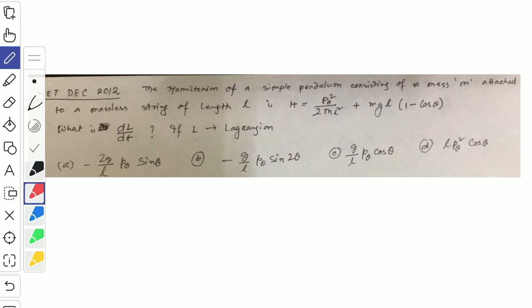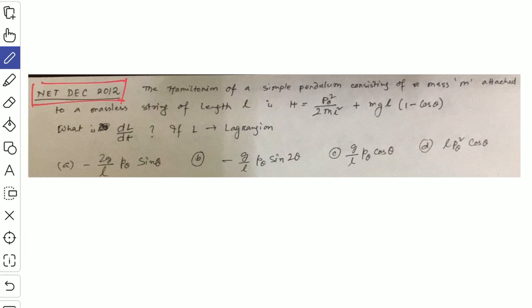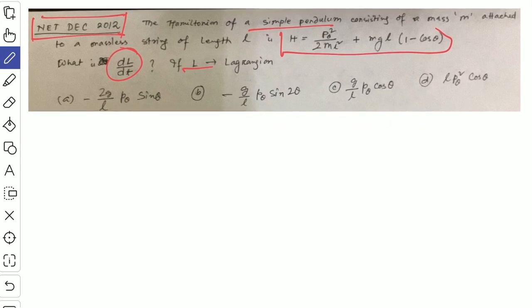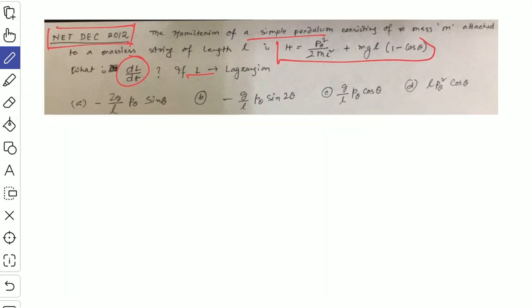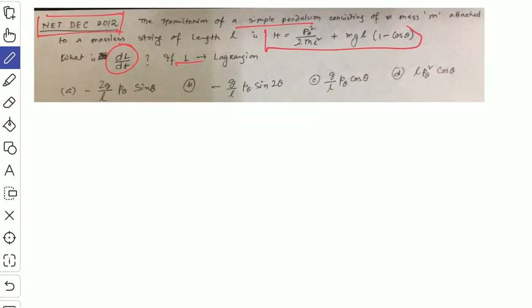So here is our next question. This was asked in December 2012 in CSIR NET. The Hamiltonian of a simple pendulum is given. We need to find dL by dt, the total time derivative of the Lagrangian, where L is the Lagrangian. So let me show you. It's very simple, not so hard. So here you see, our Hamiltonian is given.